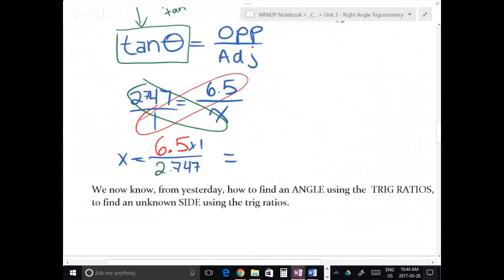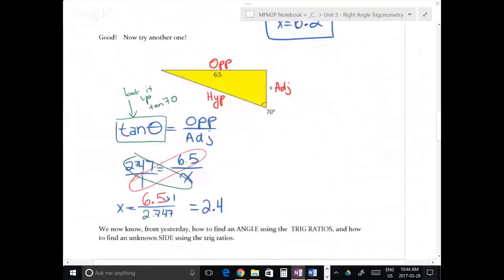All right. And when we do that in the calculator, what do we get? 2.36, and we're going to round that to 2.4. Very good. Well done, guys.